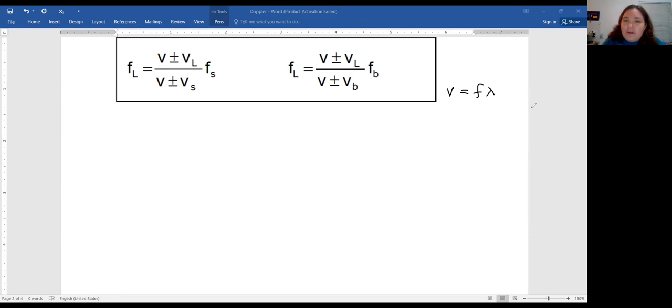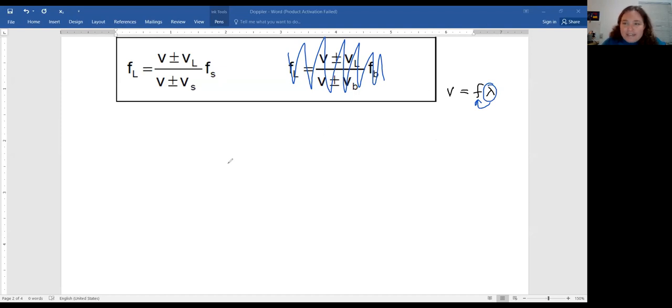All right, so the other equation that we may need is v equals f lambda. That's on the off chance that instead of giving you the frequency, they give you the wavelength, and then you've got to convert from wavelength into frequency in order to solve for something. I personally do not use that equation at all. I don't know if any of your schools do. I'm probably going to be in trouble for crossing it out. I tend to use this equation.